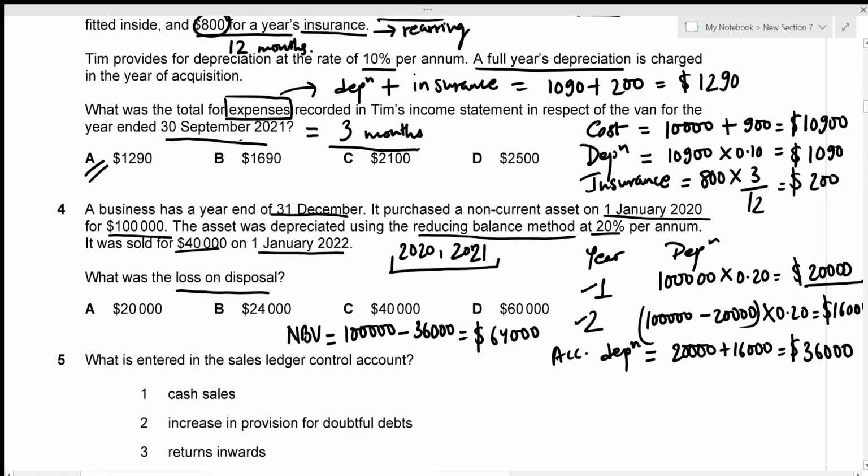And we're already given that we need to calculate the loss. And also we can see that the sales value is less than the net book value. And the loss on disposal is just going to be the difference between the sales value and the net book value. So that's 64,000 minus 40,000, which gives the difference of 24,000. So that's going to be our answer, which is given in option B.